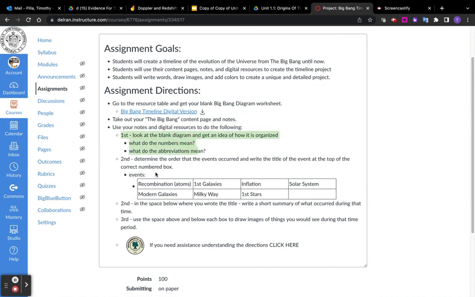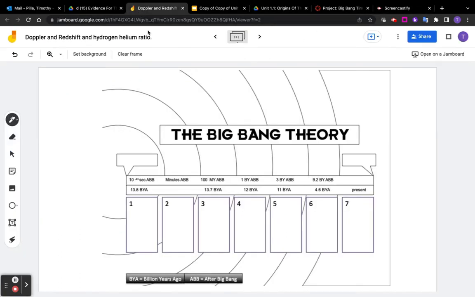So you looked at it, you understand what that means. What I want you to do now is determine the order of the events that occurred. I'll give you the titles. They're right here. These are the titles of the events, and I want you to pick where these titles happened. Which one happened first? I'll give you a tip. Inflation happened first.